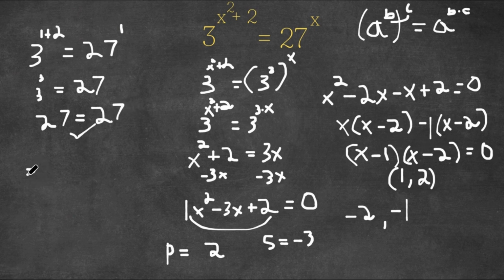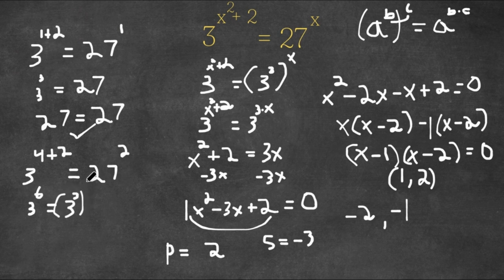Now let's test out 2. So we have 3 to the power of 2 squared, which is 4, plus 2, and this equals 27 to the power of 2. Now this is 3 to the power of 6 equals, we can actually change 27 into 3 to the power of 3. We really don't have to use a calculator. To the power of 2, and these two multiply, so we get 3 to the power of 6 equals 3 times 2 is 6, so 3 to the power of 6. So this is right as well.